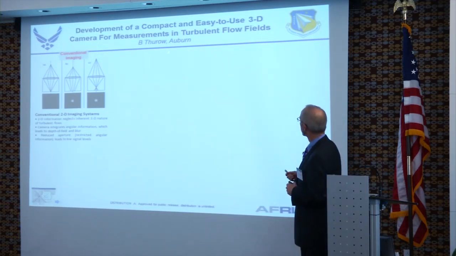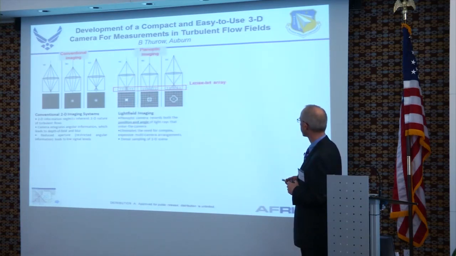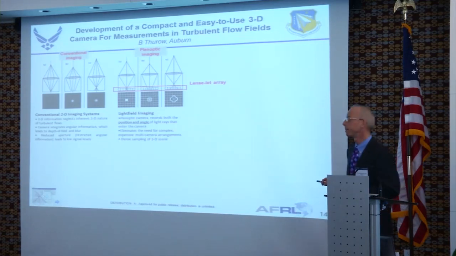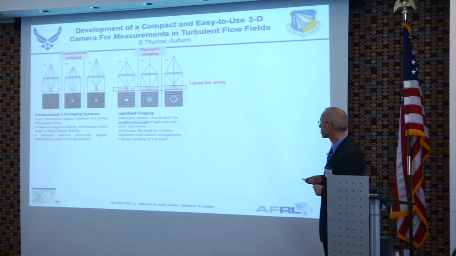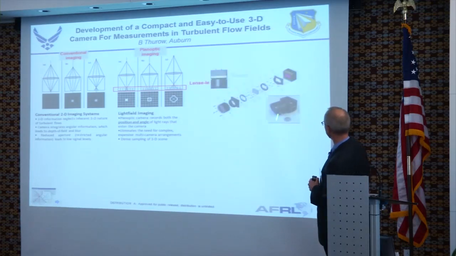So what Brian's been working on is something called a plenoptic camera idea. What you're doing is introducing an array of lenslets between the main lens and the imaging CCD. Then as the object moves away from the focal point, you get an unambiguous representation on the array. This allows him to recover both position and angle of the light rays as they come in.